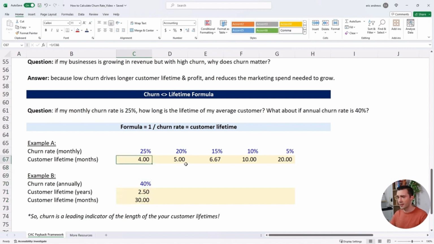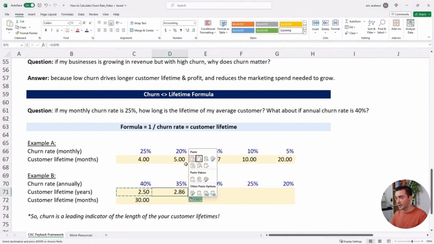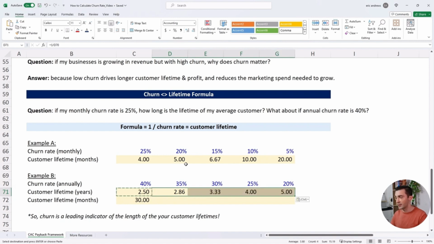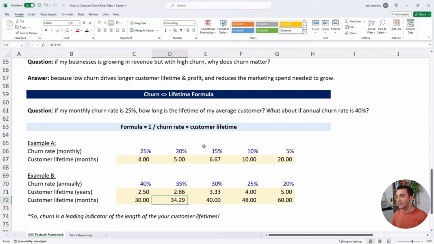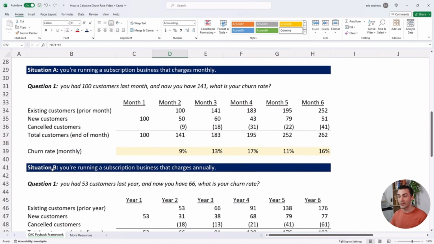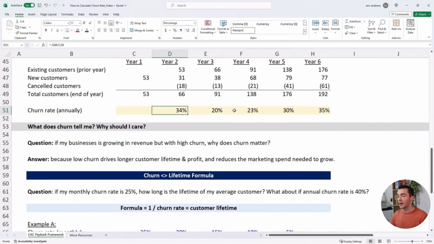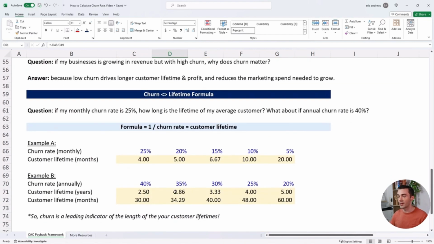So now let's do the same exercise and look at a range of annual churn rates. And you can see that as the churn rate declines, obviously the lifetime increases. And so it increases from 30 to 60 months. So using this formula, you can evaluate scenario A and scenario B, where you have these monthly churn rates here, and you have these annual churn rates here, and you could convert everything into months to actually figure out what is the performance of one versus the other.